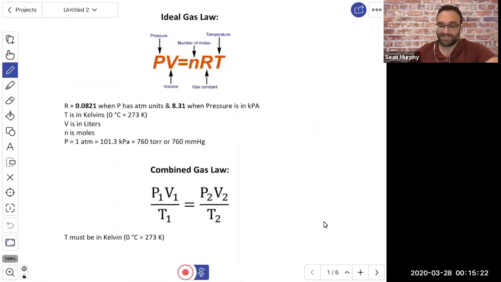In the ideal gas law, we only have one volume. In the combined, we have two volumes because in the combined gas law, we're measuring a change that's occurring. So let's go back here.